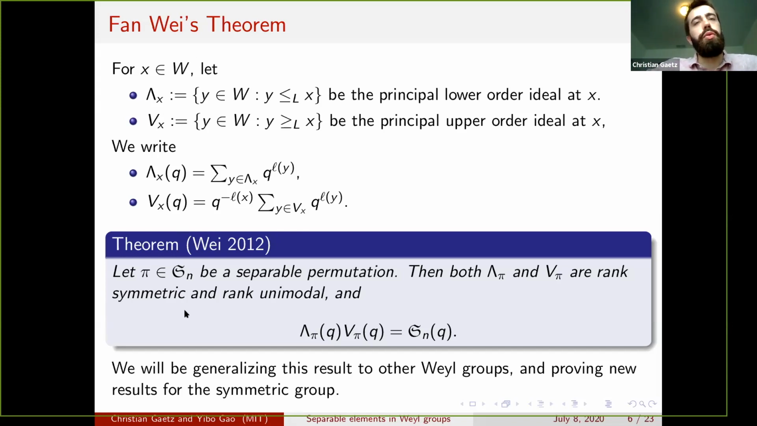Fan Wei in 2012 proved this theorem, which is that if pi is a separable permutation, and I look at the order ideal and order filter in weak order, then these are rank symmetric and rank unimodal, and the product of these length generating functions equals the length generating function of the entire group. So this result was one of the things that first got us interested in this topic. We're going to be generalizing this result to other Weyl groups, and we're also going to prove some results which are new even for the symmetric group.